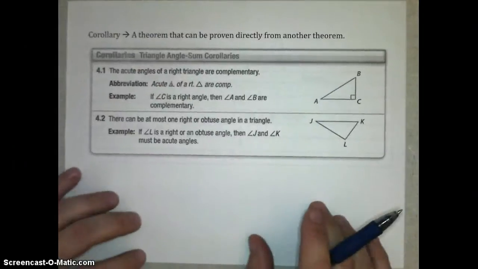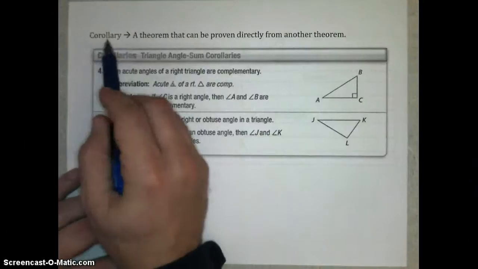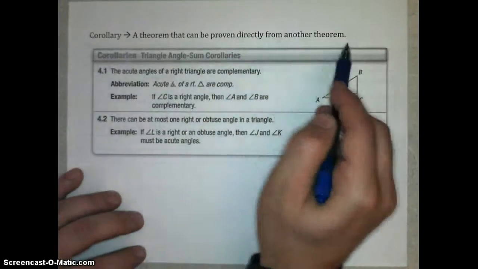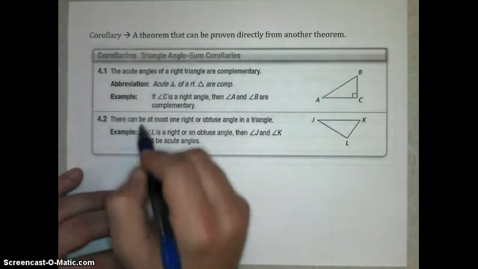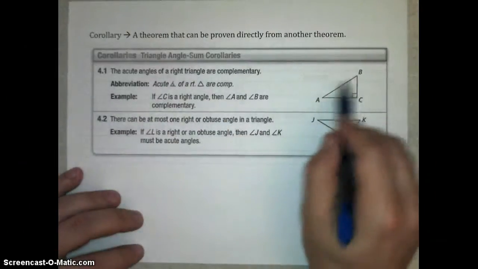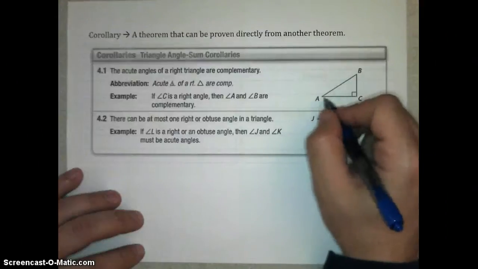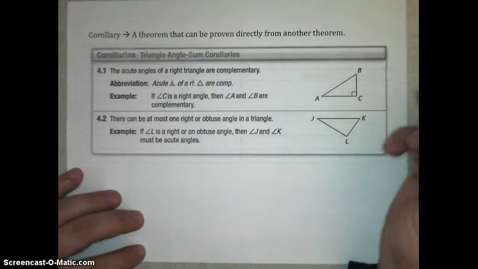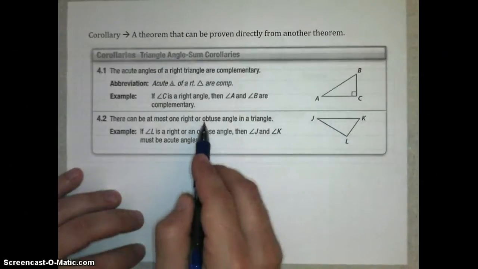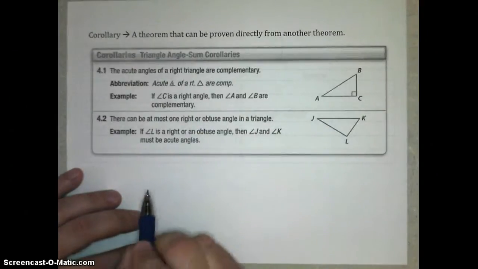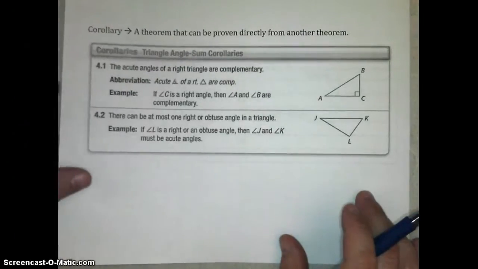All right, just a couple more things to discuss here in the notes. We have the idea of a corollary introduced in this lesson. A corollary is a theorem that can be proven directly from another theorem. And so our triangle angle sum theorem gives us these two corollaries. One, the acute angles of a triangle are complementary, so these non-right angles have to add up to the other 90 degrees of the full 180. And we also know that you can have at most one obtuse or right angle in a triangle. Those are ideas we've already talked about, but those both come from the triangle angle sum theorem.